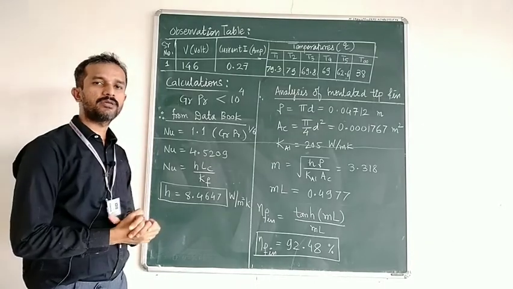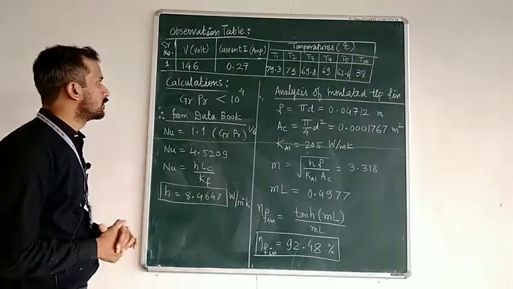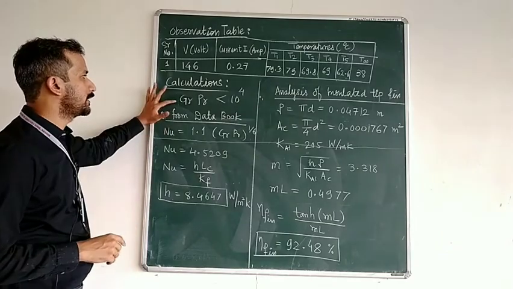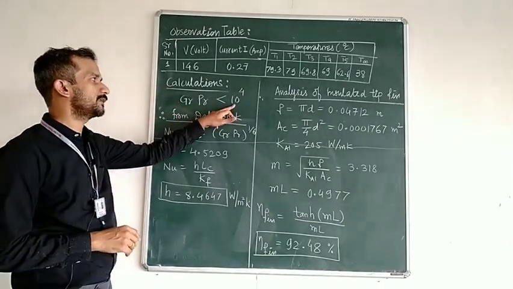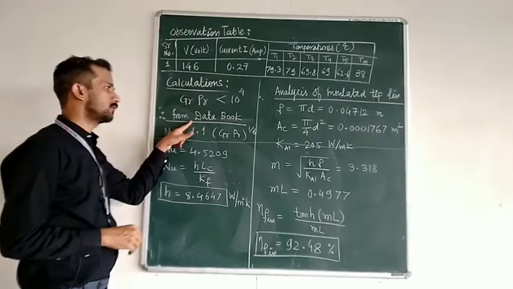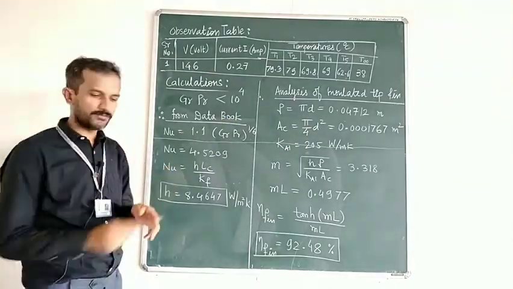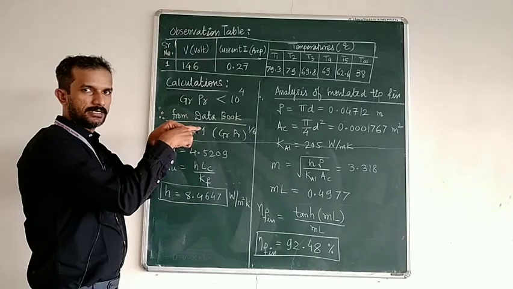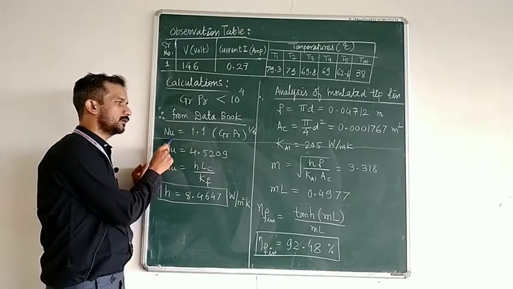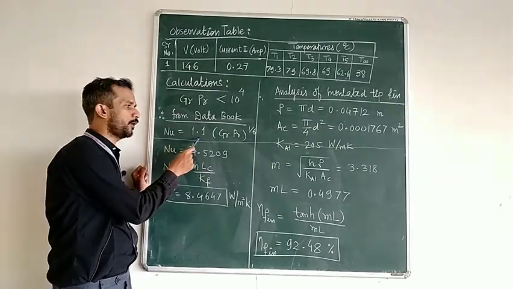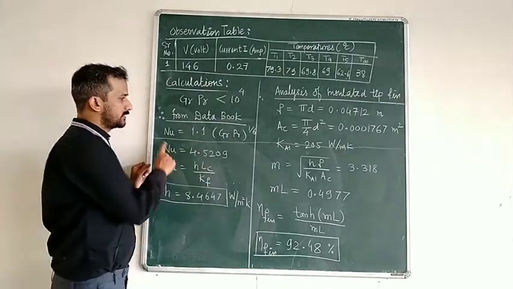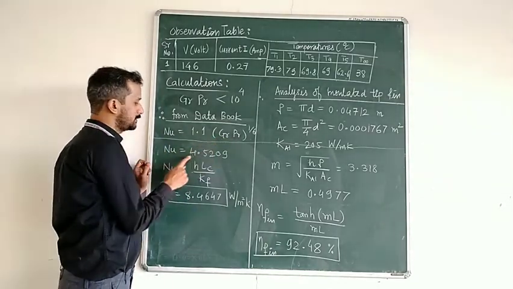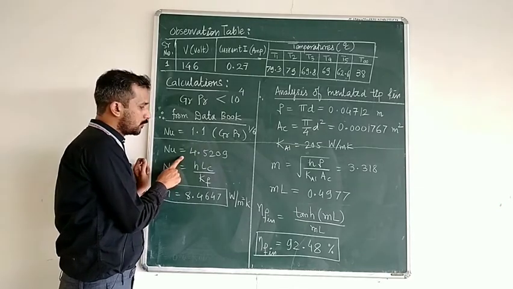So let us see the remaining part of the calculations. We have calculated the product of Grashof number and Prandtl number, that is less than 10 to the 4. So from the data book, for flow across the cylinder, the Nusselt number correlation is given as 1.1 into (Gr Pr) raised to 1 by 6. With the help of this correlation, if you put these values, you will get the Nusselt number as 4.52.